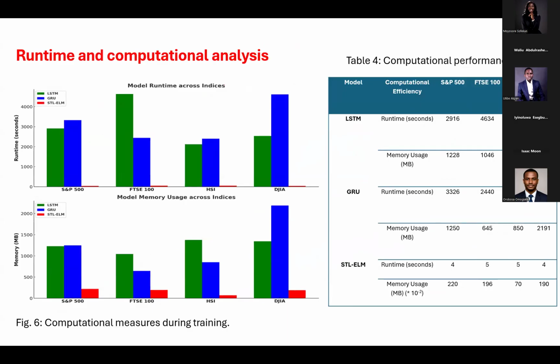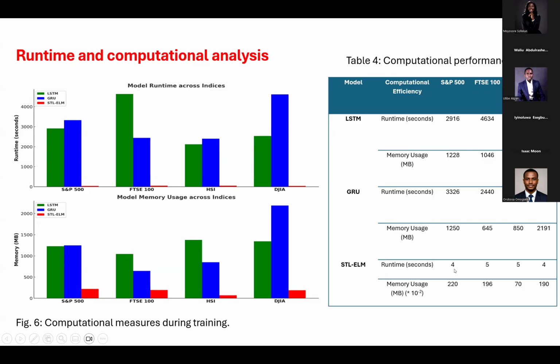Also in terms of runtime or computation analysis, our model is fast. We're in an age where people want to work on real-time models. Real-time models means something that, as data is coming in, is actually making predictions and forecasts immediately. In such an age, time is of paramount importance. As a result, our proposed model has the lowest time, as you can see in the table.